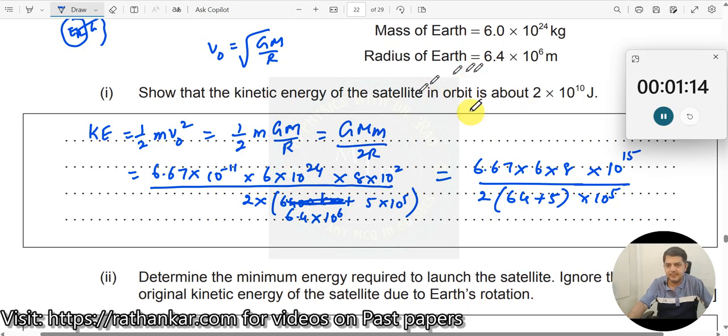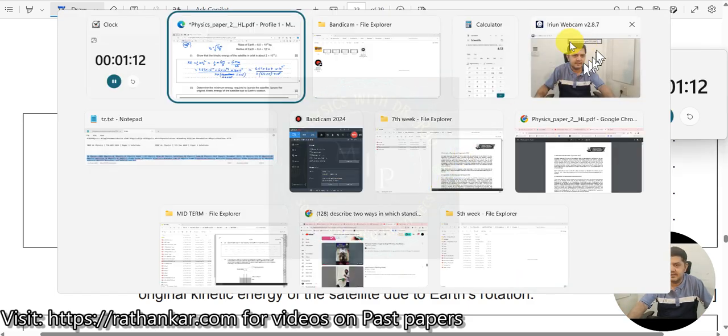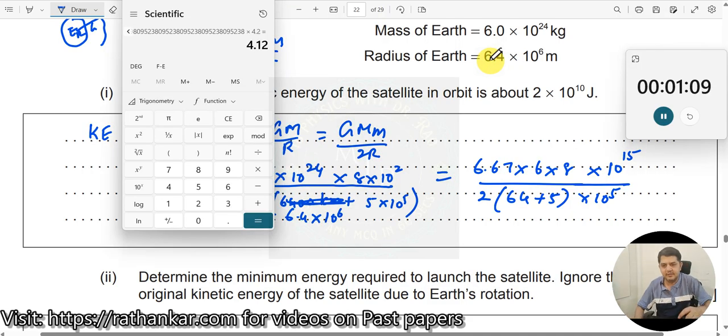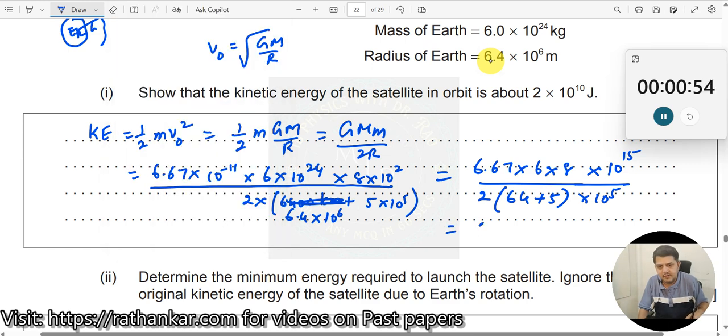So it gives me, where is my calculator? It's here, right? So this should be 6.67 into 6 into 8 divided by 2 is equal to so much, divided by 64 plus 5 is 69. I get the answer is 2.32. So I get the answer is 2.32 into 10 power 15 minus 10 power 5 should be 10 power 10 joules. So which is closer to this value. So we have come to a correct answer.